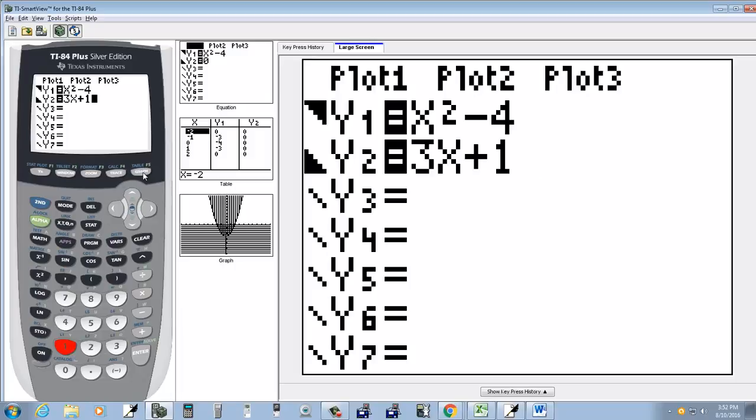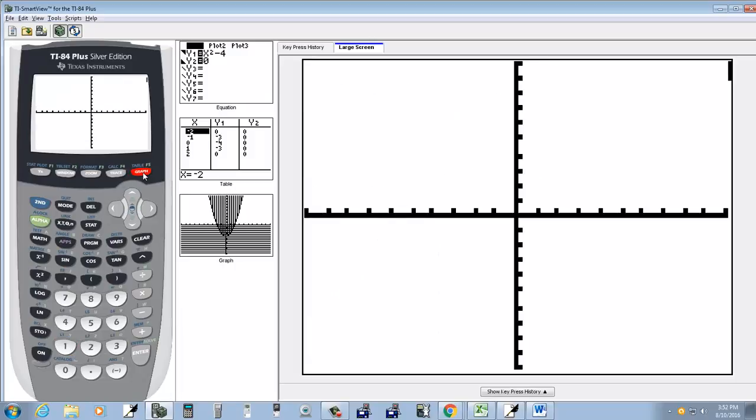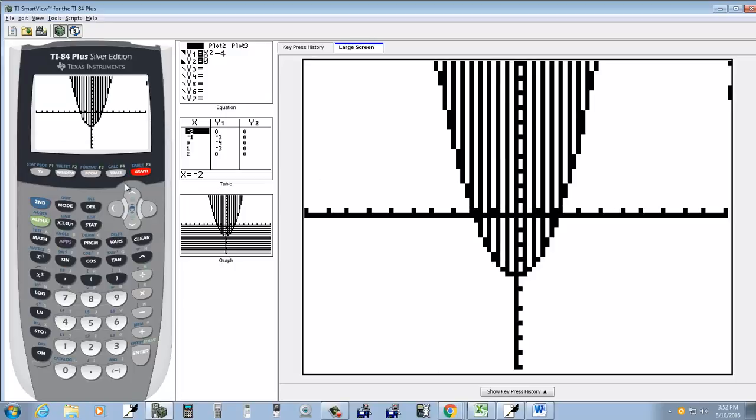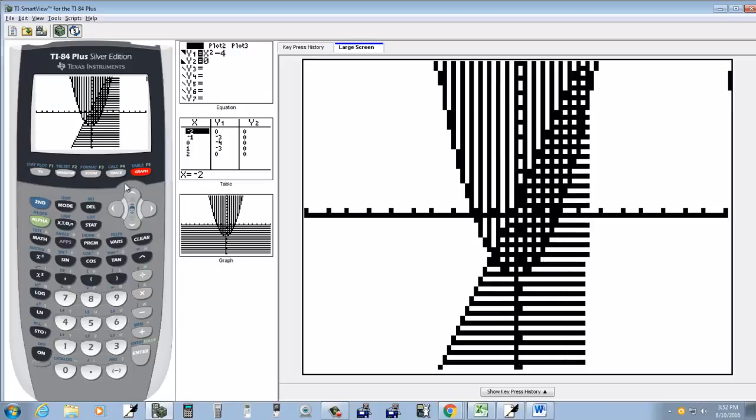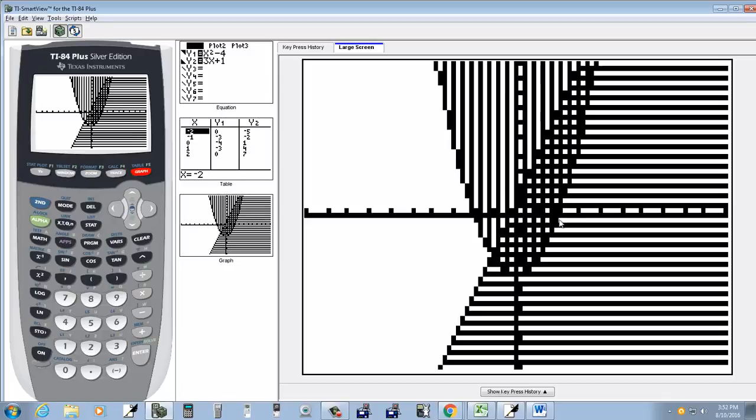Now if I press graph, there's our first one. And there's our second one. Our answer is where they're both shaded. So right here, this piece right there is our answer.